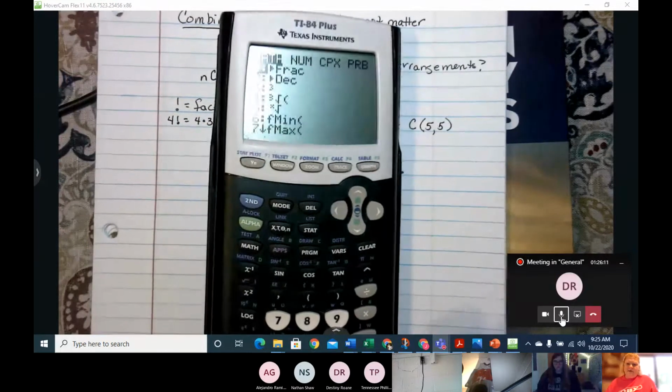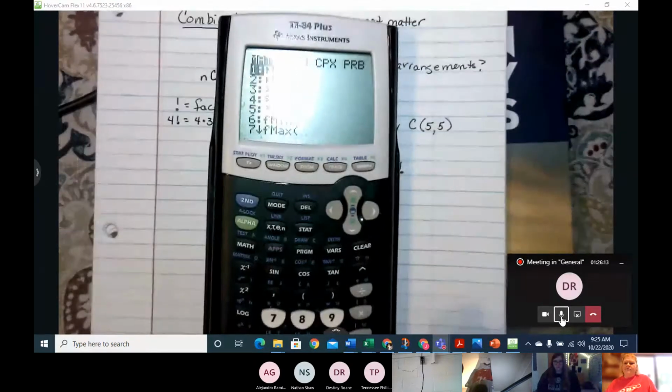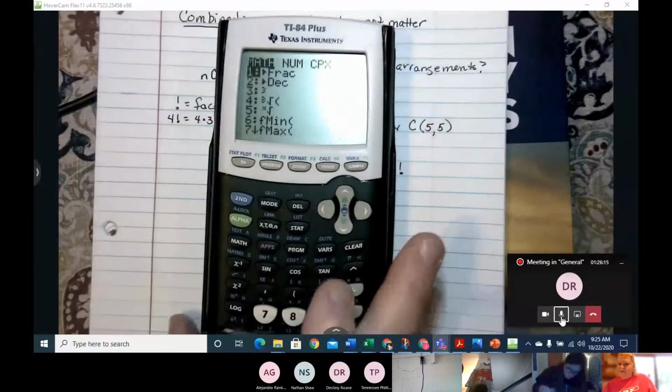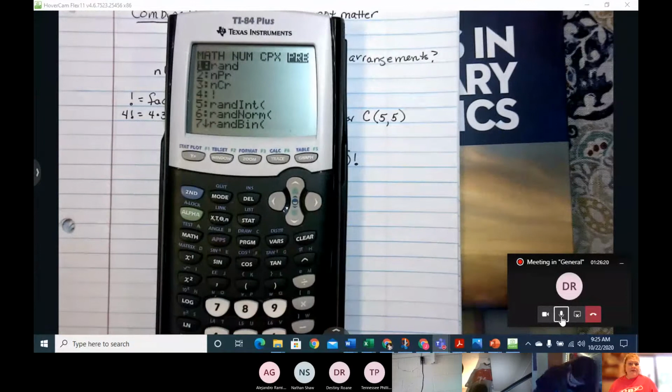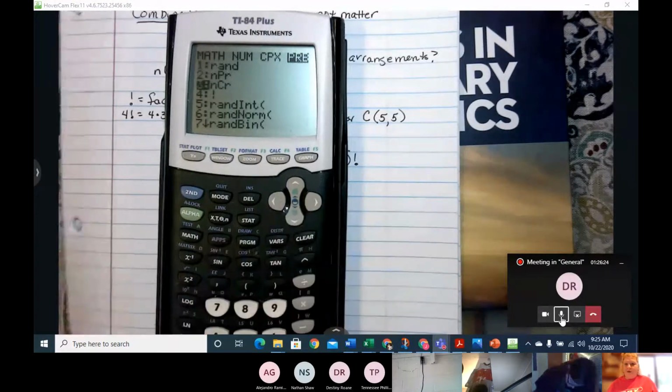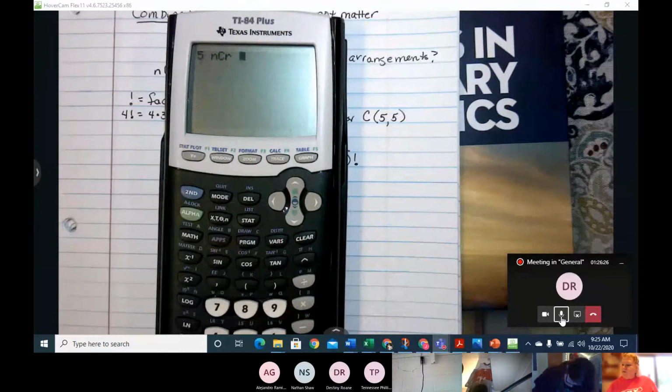It's got a glare here. I'm going to go all the way over to the probability. I'm going to go down to choice 3, combination, chosen 5 ways, and press enter to get that result. So that is our answer there.